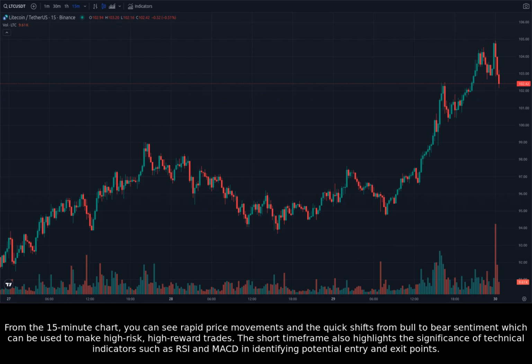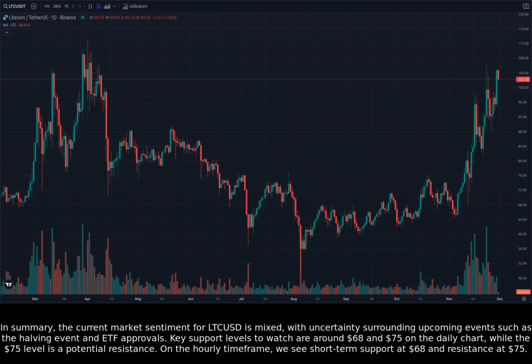The short time frame also highlights the significance of technical indicators such as RSI and MACD in identifying potential entry and exit points. In summary, the current market sentiment for LTCUSD is mixed, with uncertainty surrounding upcoming events such as the halving event and ETF approvals. Key support levels to watch are around $68 and $75 on the daily chart, while the $75 level is a potential resistance. On the hourly time frame, we see short-term support at $68 and resistance at $75.